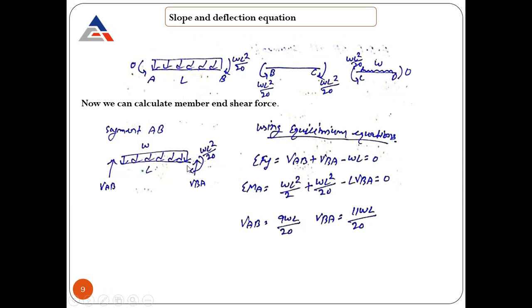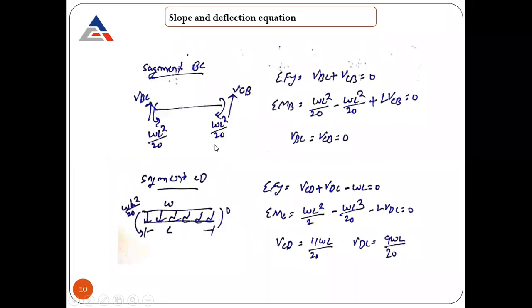Again, it is a rotation in the same direction as it is rotating. So plus WL square by 20, minus, because it is going to be opposite to the rotation against this moment. So minus VBA into L, VBA into L, equal to 0. Calculate VAB. From there, calculate VBA, put it into this equation and you will get VBA also. So these are the values of VAB and VBA. Similarly for the further cases also. Let me put the others also.